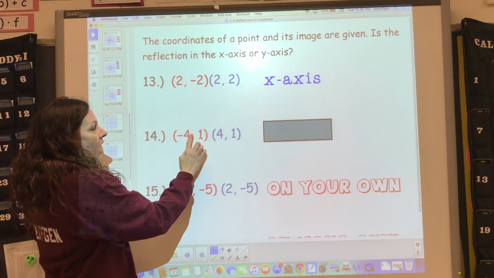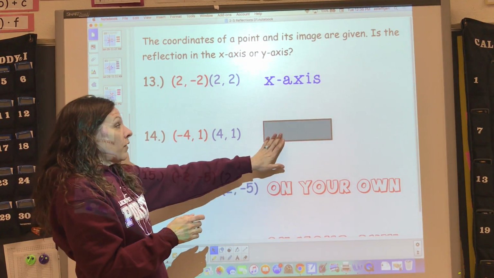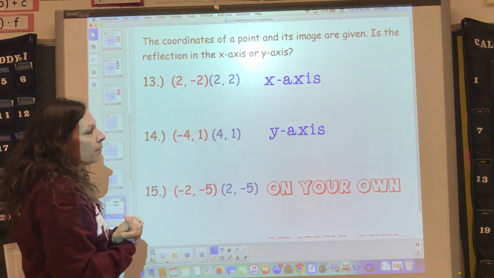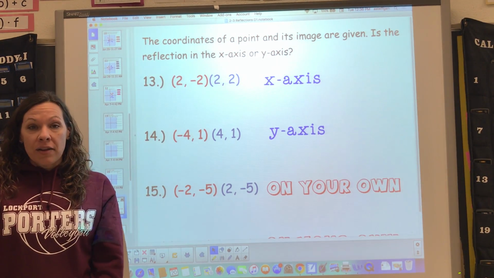In number 14, our x became the opposite and our y stayed the same. So if our x becomes the opposite, it's a flip over the y-axis. You're going to do 15 and 16 right now on your own.